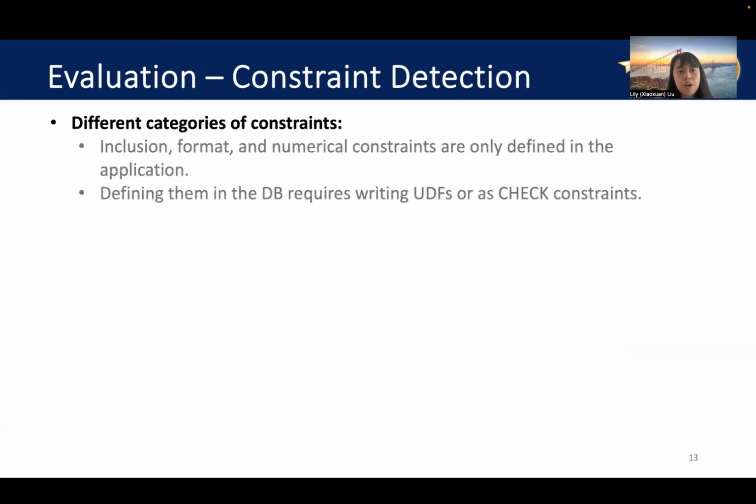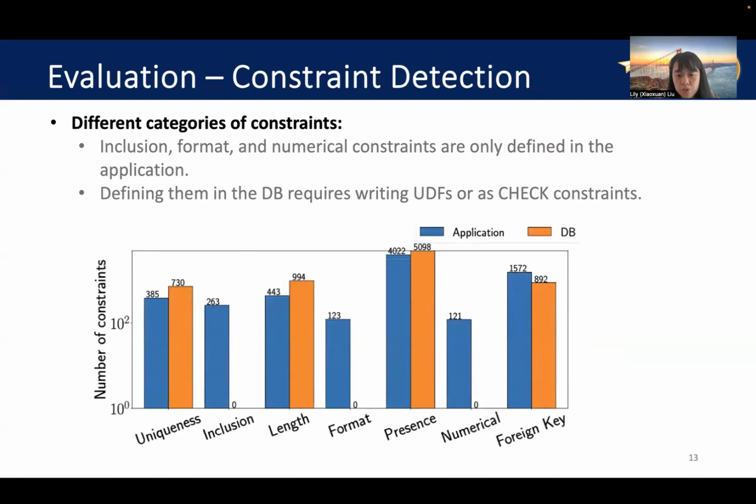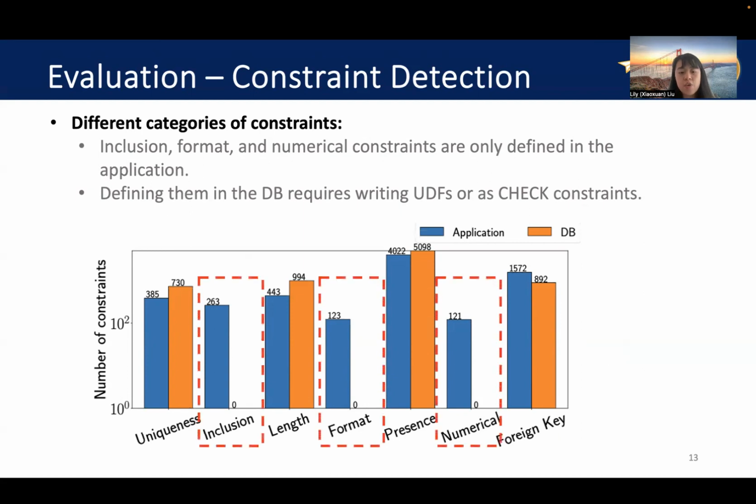Next, we try to understand why the application and database have different types of constraints. We look at the types of constraints, and we find that inclusion, format, and numerical constraints are only defined in the application code. We guess that it's because defining them in the database requires writing UDFs or check constraints, which is not very straightforward. So developers might prefer to write them in the application code, which is in Ruby, and it might be much easier than defining them in the database.